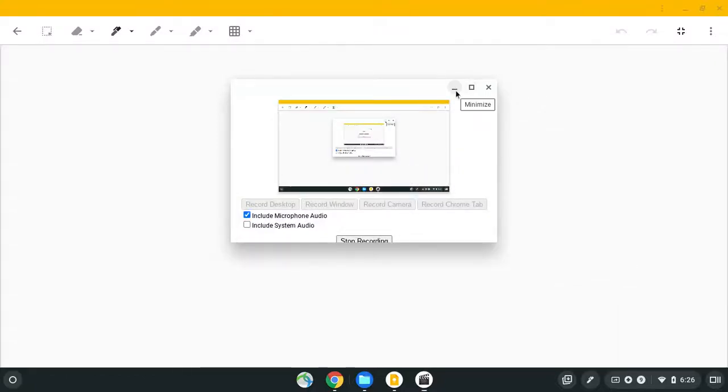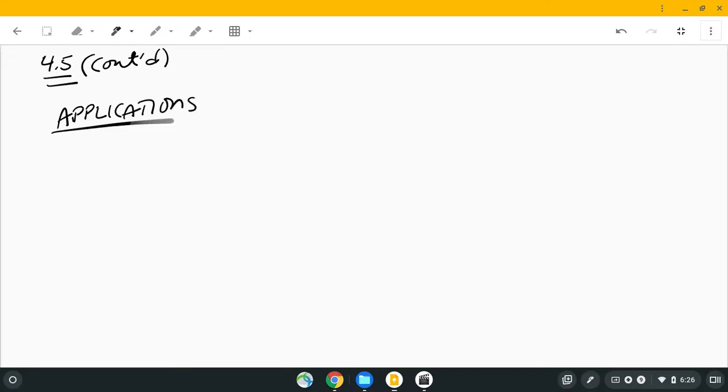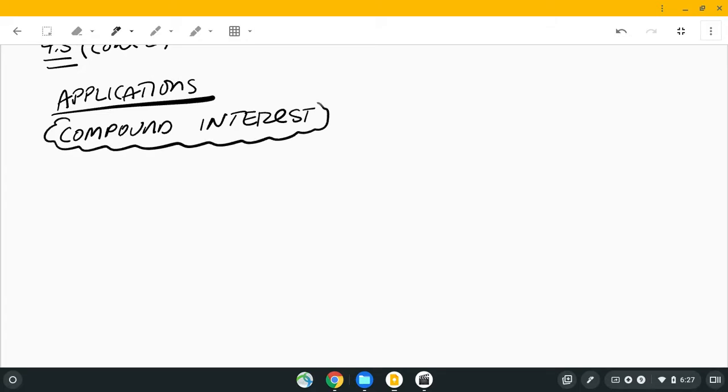All right, this is the application portion of 4.5, exponential and log equations. This is continued. So we are doing applications here, word problems. I'm going to do a compound interest problem, and then I'll have you try one, and that will be it for this video. Just this one problem and then one for you to try.